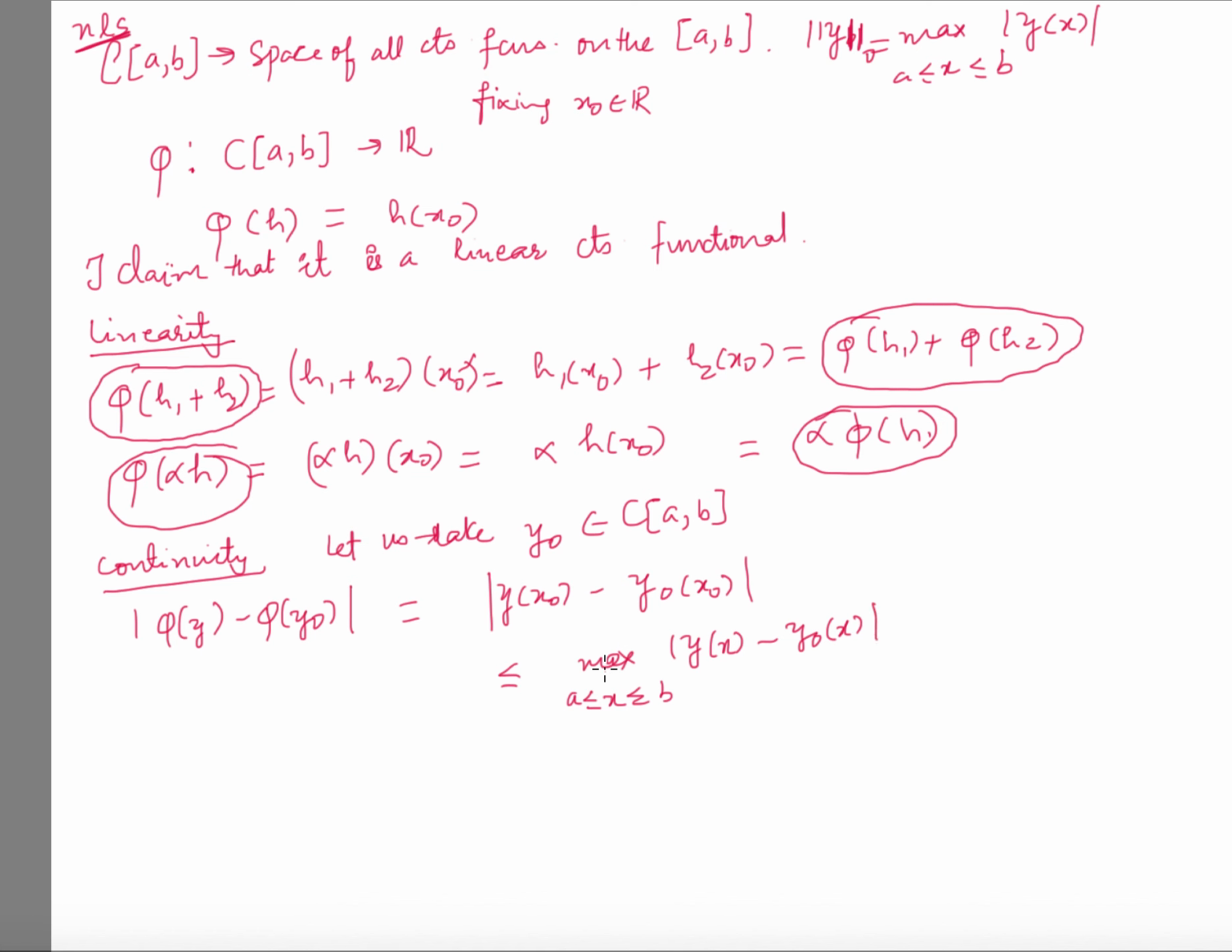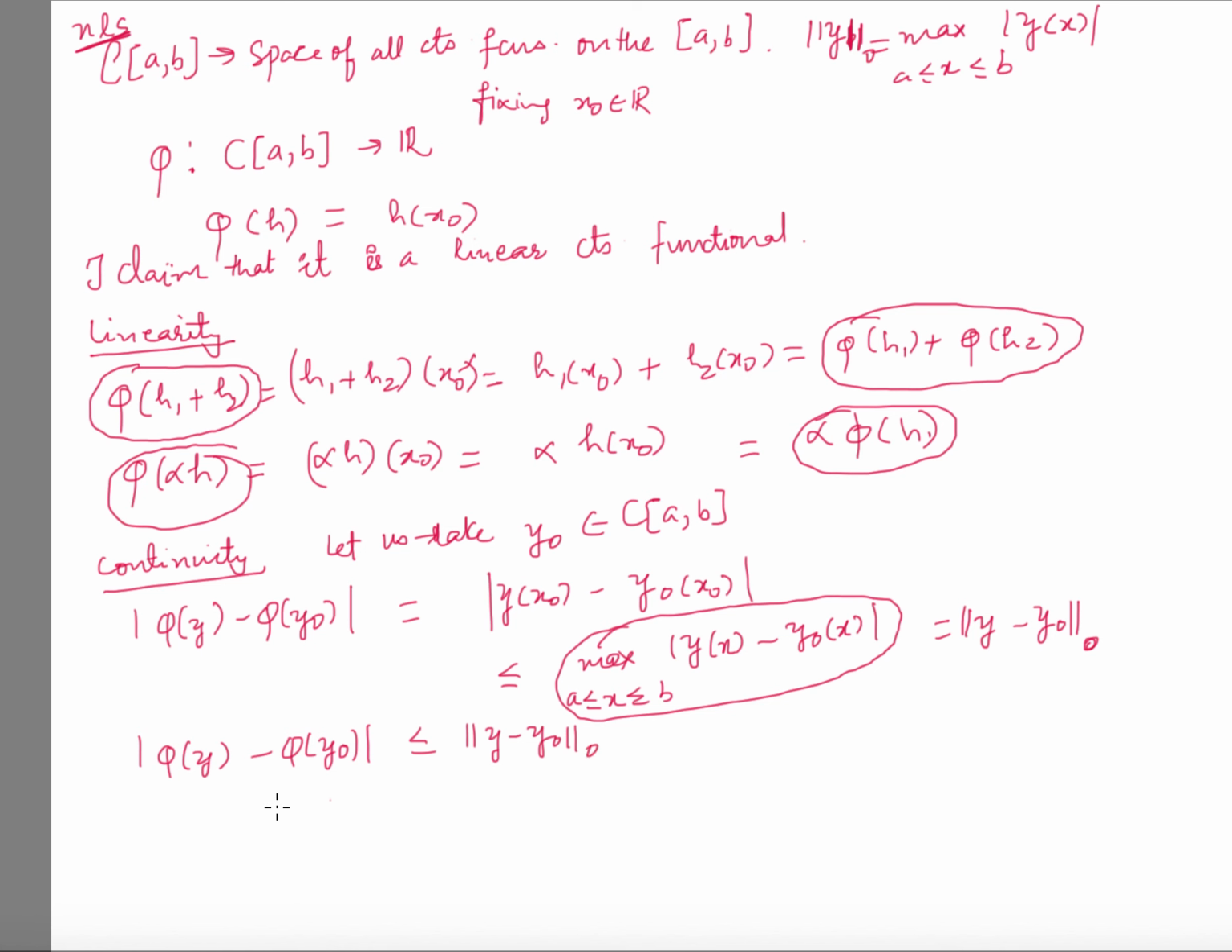If I compute the value of y of x minus y naught of x at a particular x naught, then it has to be less than or equal to the maximum over all possible x. Now what is this? This is how the norm is defined, so this is the norm of y minus y naught. So what I got is that the modulus of phi of y minus phi of y naught is less than or equal to this norm.